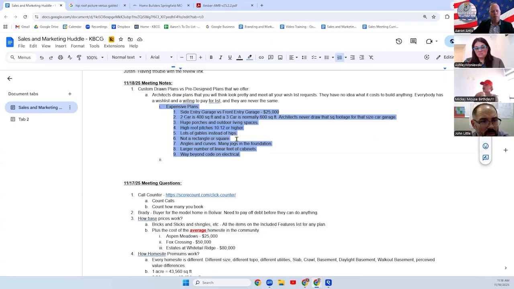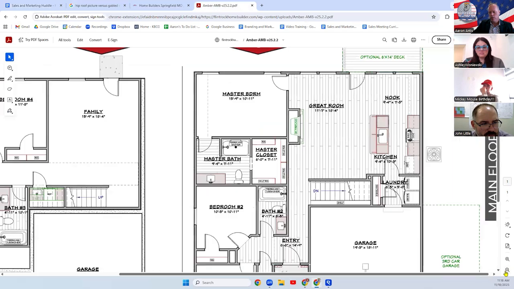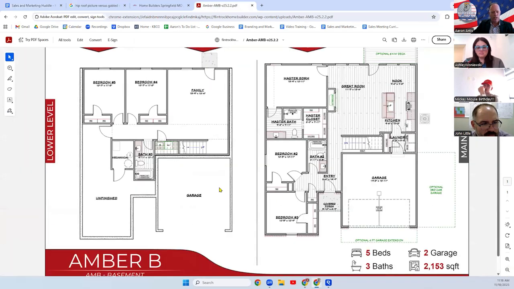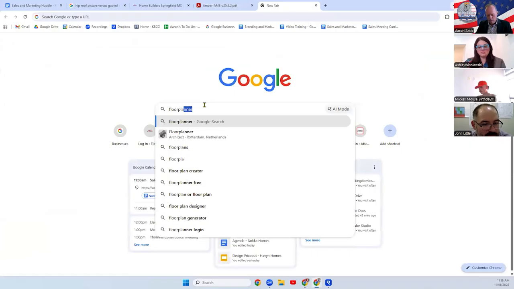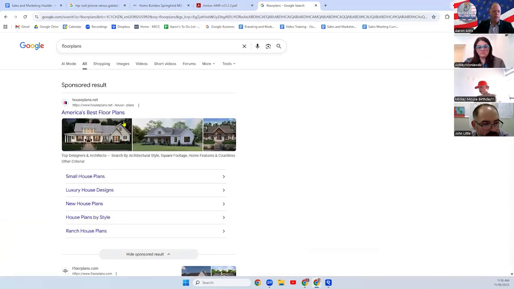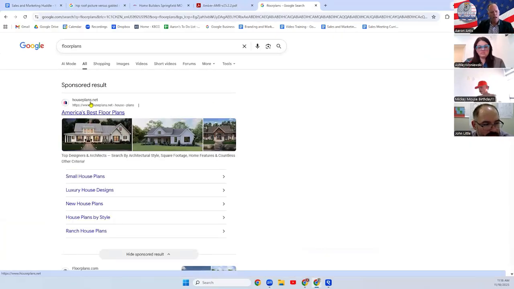Other things is an architect drawn plan will often not be rectangular or square. Let me show you effective square footage. Very rectangular in shape. Let me show you a plan that is not value engineered well.